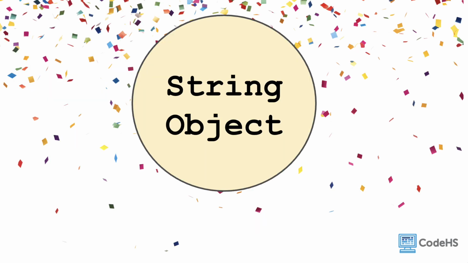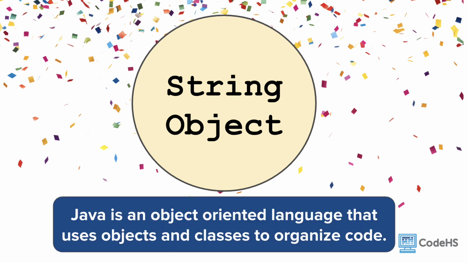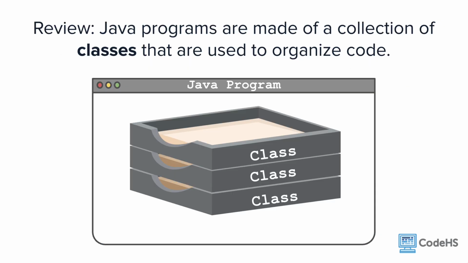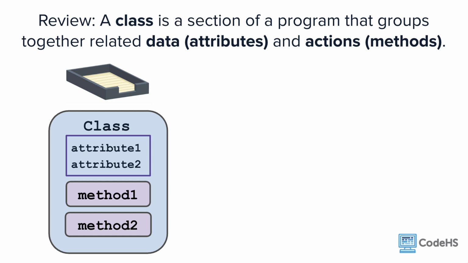And with that, congratulations on learning about your very first objects in Java. This is actually a very significant moment in your Java journey because objects are at the core of how Java works. Java is an object-oriented language that uses objects and classes to organize code. Let's go back to the basic Java program structure to better understand what this means. To review, Java programs are made of a collection of classes that are used to organize code. A class is a section of a program that groups together related data called attributes and actions called methods.